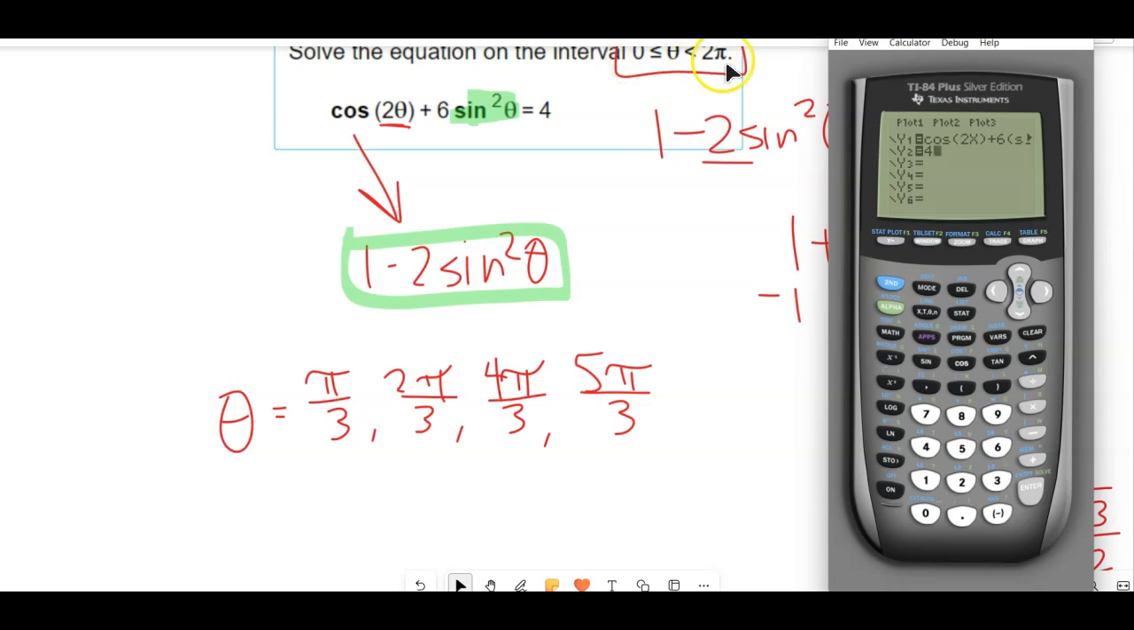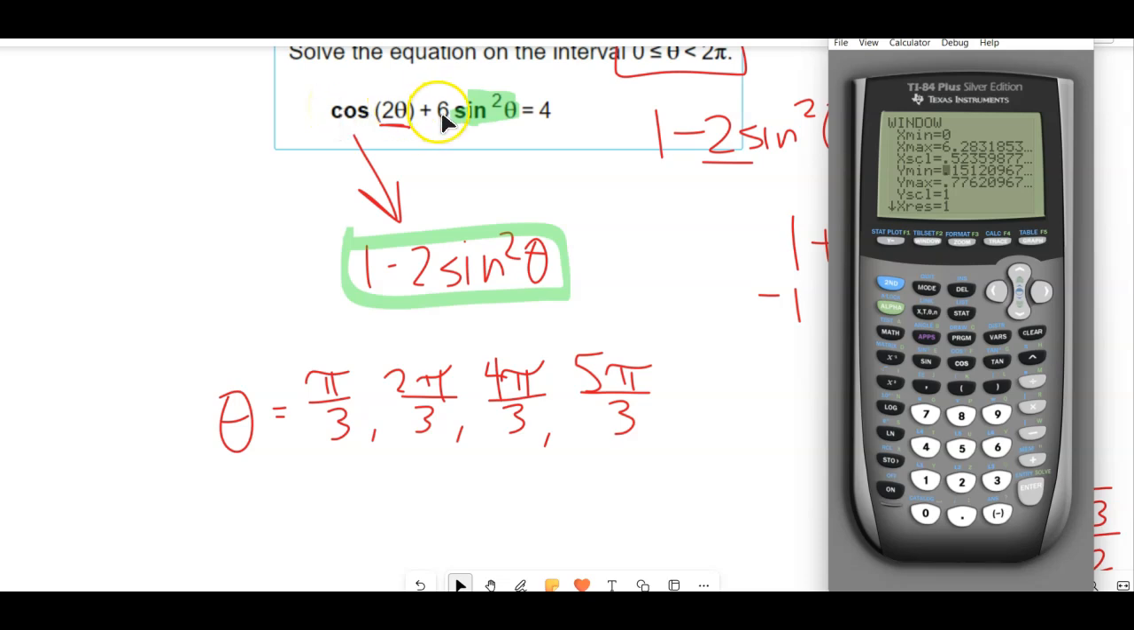My interval is 0 to 2 pi, so I'm going to do window. My x minimum is 0. My x maximum is 2 pi. I always make my scale multiples of pi over 6, so I do second pi over 6. Now the value that we're crossing here is 4, so we need to make sure we at least go up that high.